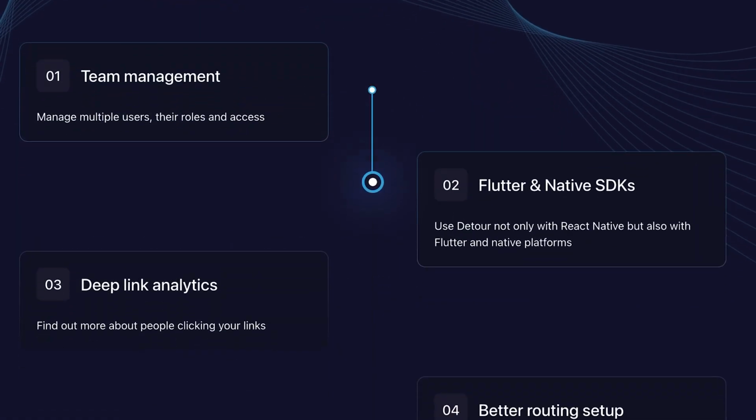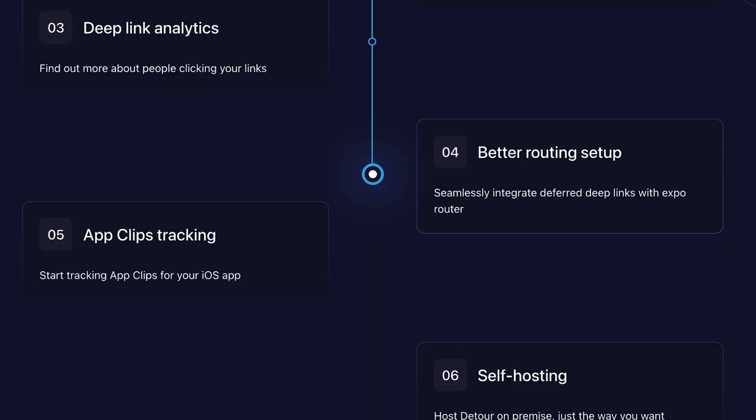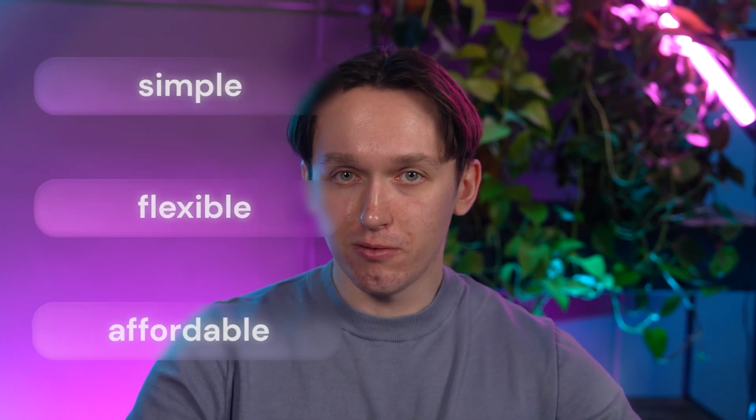Deep linking can be, well, quite tricky, and it often breaks when new users install your app. Things like chat invitation tokens just get lost. When creating Detour, we wanted to make this tool simple, flexible, and affordable.